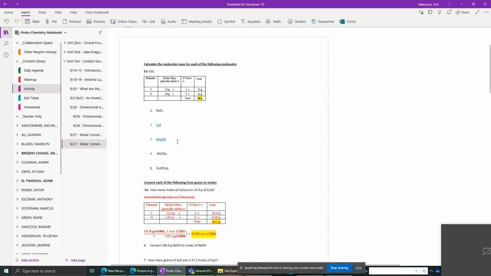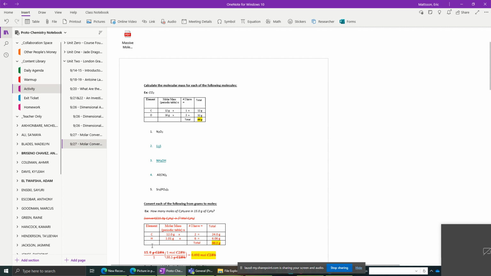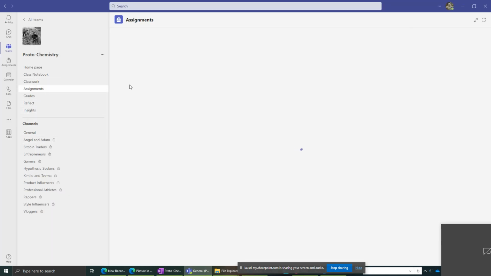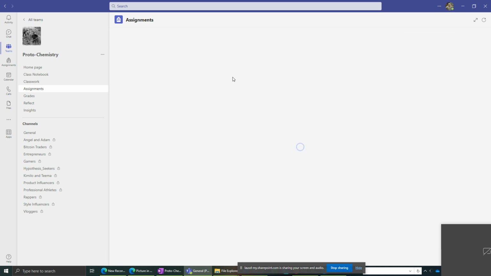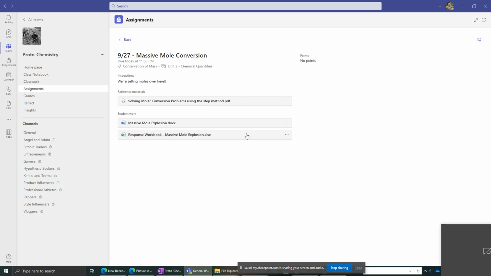And then here's the practice sheet that we're going to be using. Again, you go over into our assignment folder and you'll find this. So we go into Teams. Here's our assignment here. You'll find the step-by-step problem, so again, there's the step-by-step notes. Here's the sheet, and then here's our response workbook. We just enter the responses into there.